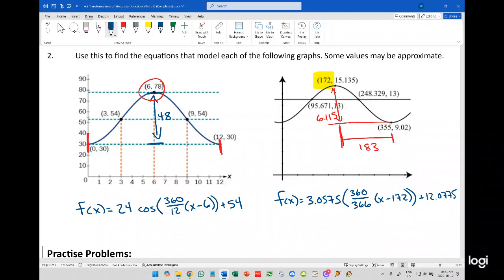Find the amplitude, find the period, find the horizontal shift by the first peak, and then find the vertical shift in any number of ways that we talked about. Max minus amplitude, min plus amplitude, or the average of max and min, so add them together, divide by 2.